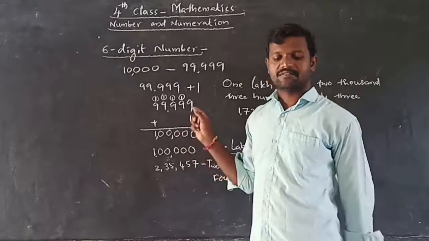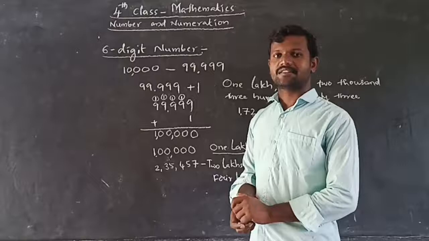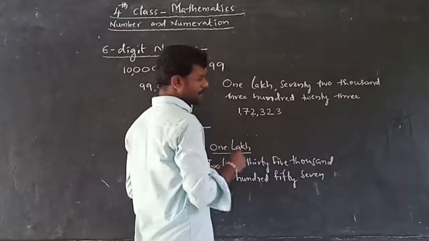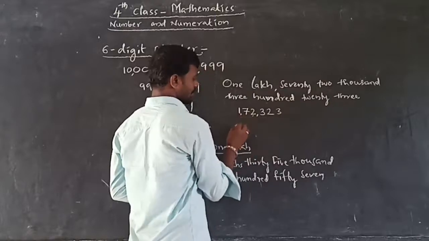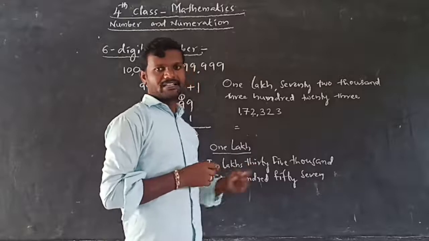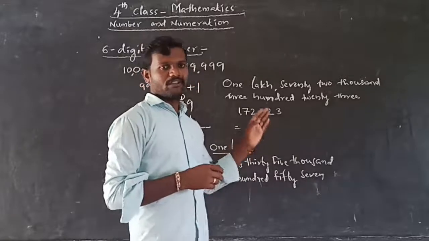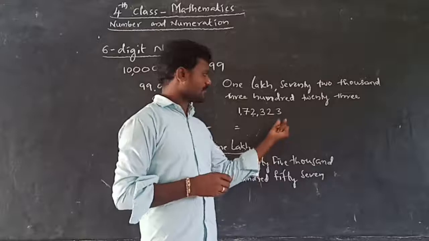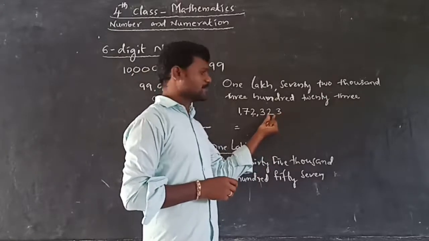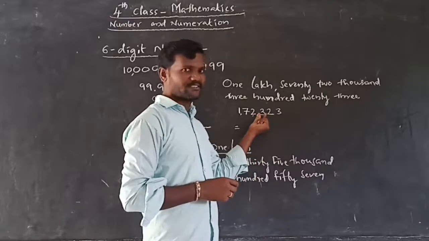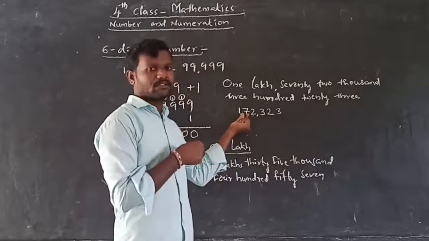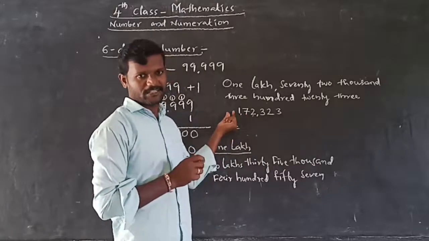Okay. How many digits does this consist of? 6 digits. So how can we write the expanded form for this number? To write the expanded form, we want to know which place and what is the digit. It is the ones place, 3 is the digit here. Next tens place, 2 is there. In the hundreds place 3. In the thousands place 2. 7 is in the 10,000s place. 1 is in the lakhs place.